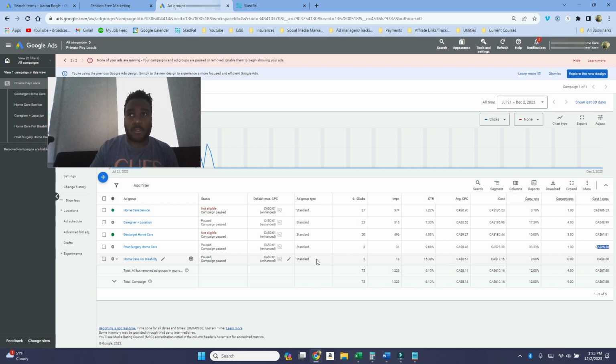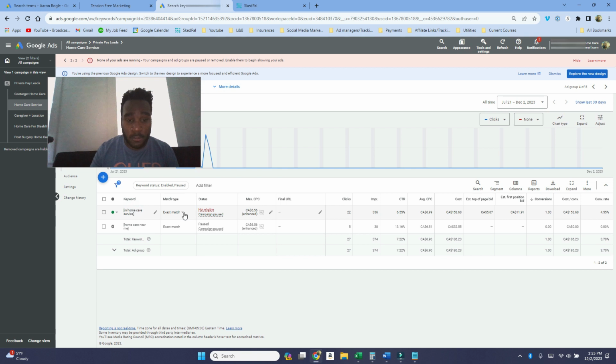And I look at the search terms associated with those keywords. And if they're not that great, or I don't really like them, or they're not too specific, then I might pause that keyword. But in terms of ad groups, these are all performing pretty well, except for the home care service. That cost per conversion is higher relative to everything else.